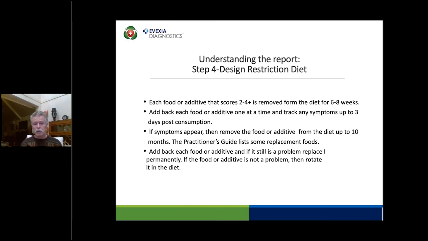What's important is that if the food or additive is not a problem, then just rotate it in the diet, because if they start to eat it frequently again, the food sensitivity will return. Those B cells are there and they're just waiting to see that antigen. And when they do, they're going to start to turn over and proliferate and produce antibody at a high level again.